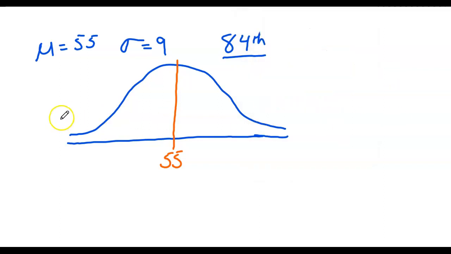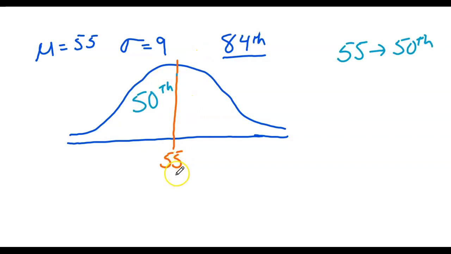As I go from left to right, I know that all of this up to the 55 would be my 50th percentile. So let's think about this rationally. Up to this would be my 50th percentile. So 55 is your 50th percentile. Your median, your mean, that type of thing.